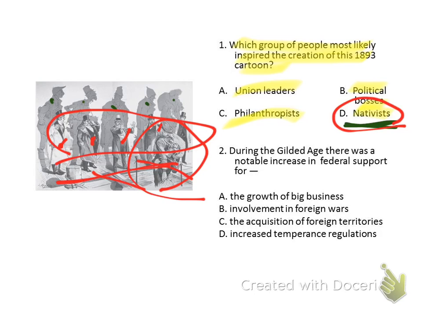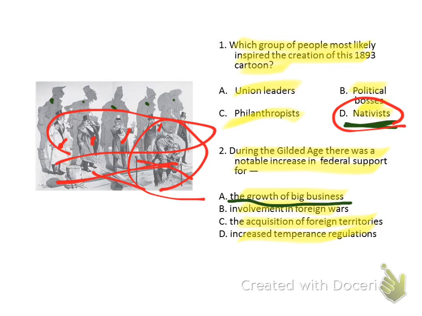Our last question. During the Gilded Age, there was a notable increase in the federal government for A, the growth of big business, B, involvement in foreign wars, C, the acquisition of foreign territories, D, increased temperance regulations. Well, of course, the correct answer is A, laissez-faire.